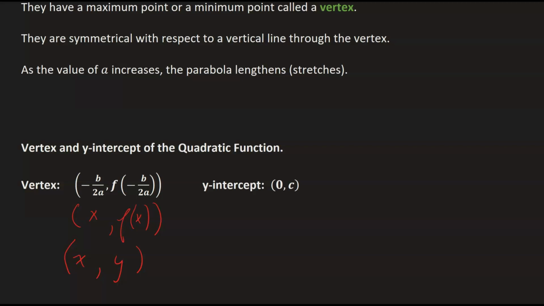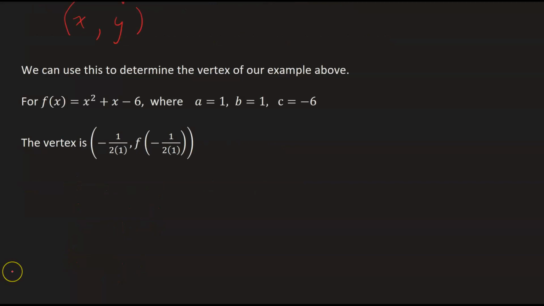So we should find the vertex for our function that we just found our roots for, and then we'll know whether this function opens up or opens down, and it will be a third point that we can use to graph our parabola. So by using the formula for the vertex, negative b over 2a and f of negative b over 2a, we're looking at the same quadratic function where a is equal to 1, b is equal to 1, and c is equal to negative 6.